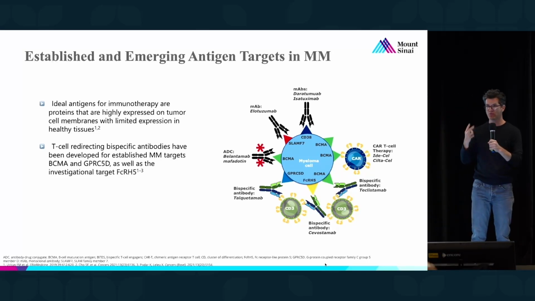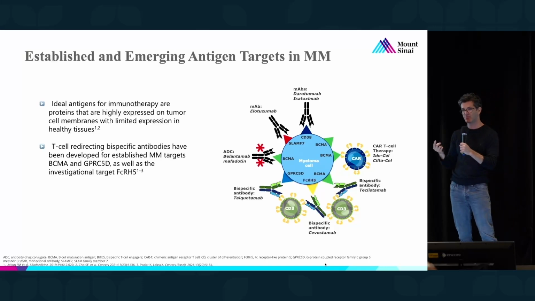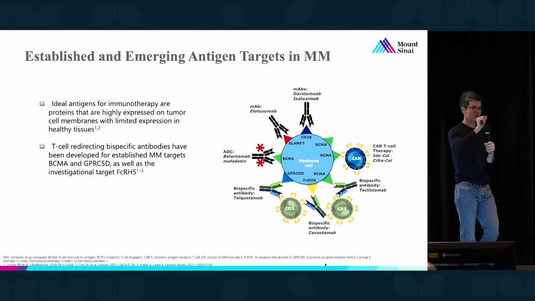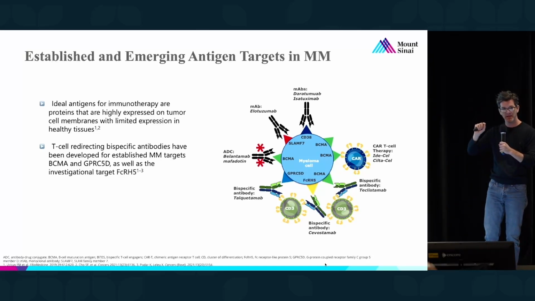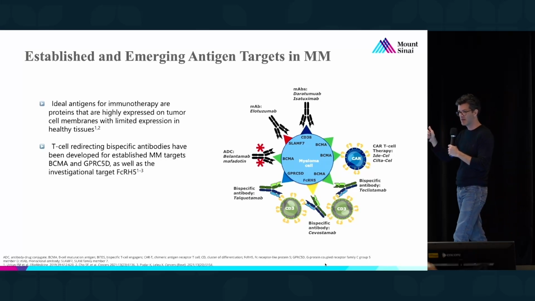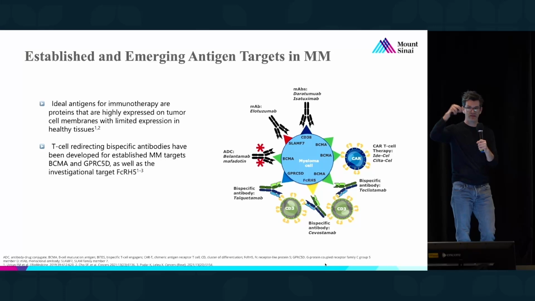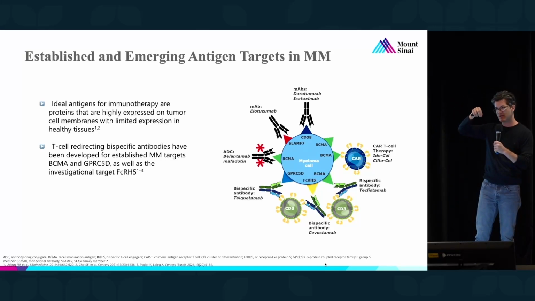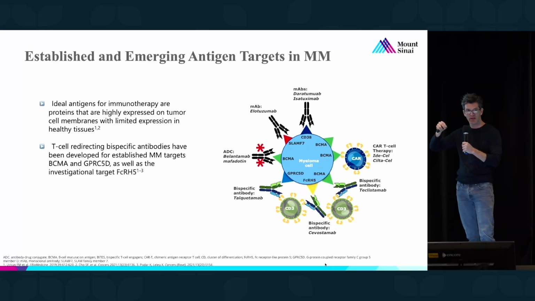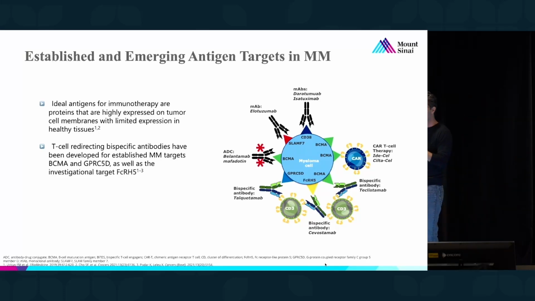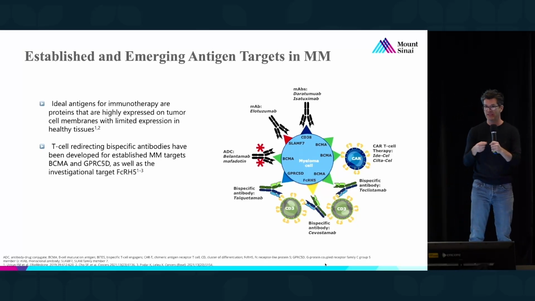So right now, there are 2 bispecific T-cell engagers that are FDA approved. No, sorry, 3. 3 bispecific T-cell engagers that are FDA approved. 2 of them are directed to a protein on the surface of the cancer cell called BCMA, and that is teclistamab and elranatamab. And then the third bispecific that's approved is binding to a protein on the surface of the cancer cell called GPRC5D. But there are many other proteins on the surface of the myeloma cell that we could potentially target with these bispecific T-cell engagers or with therapy in general.